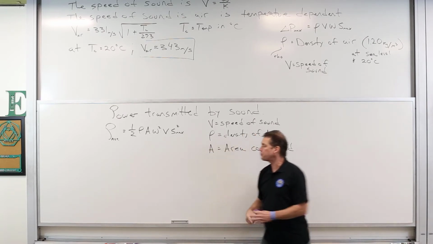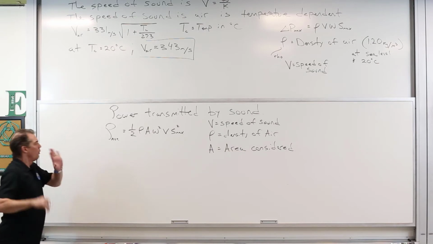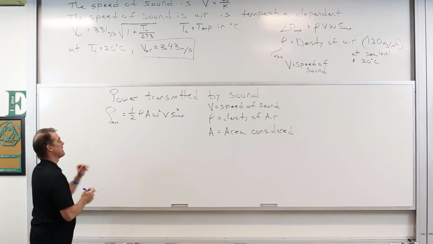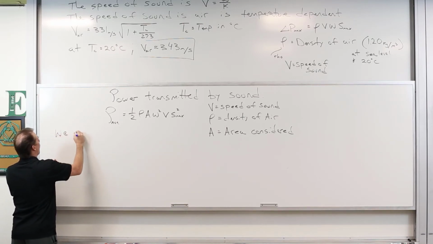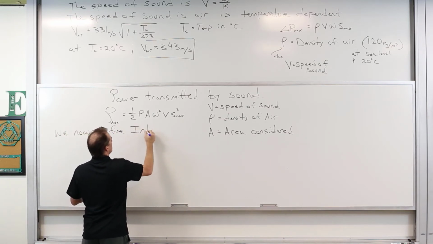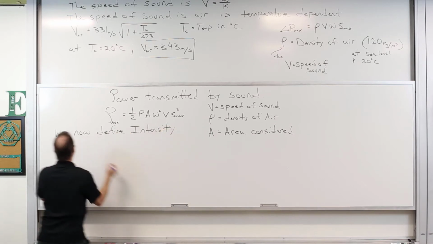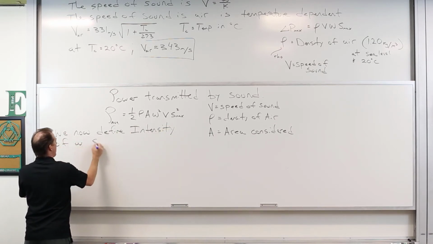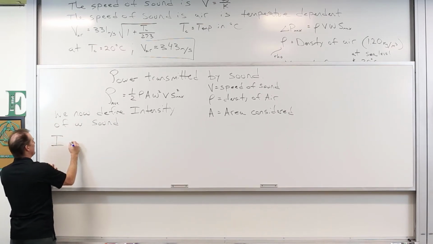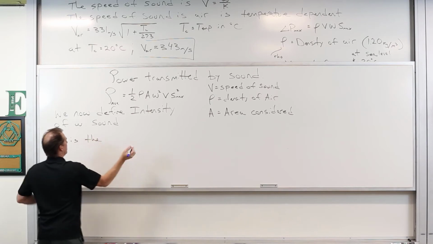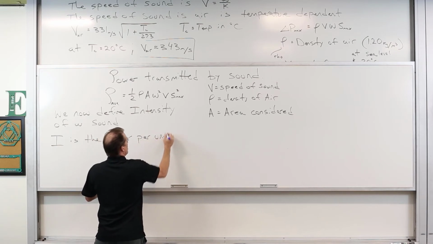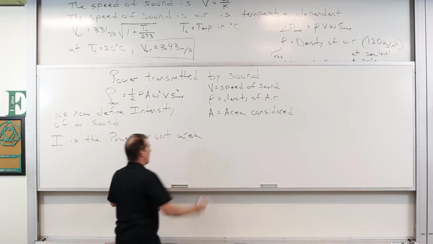So what can we do with this? Well, we can define another quantity. This is important and nice. What we really want to get to is what is known as intensity. We now define the intensity of a sound. Intensity I is power per unit area.